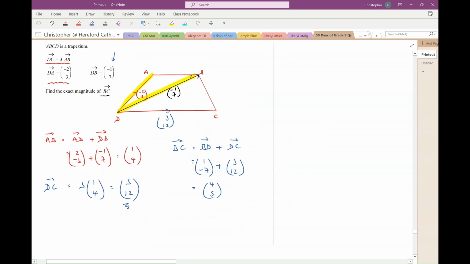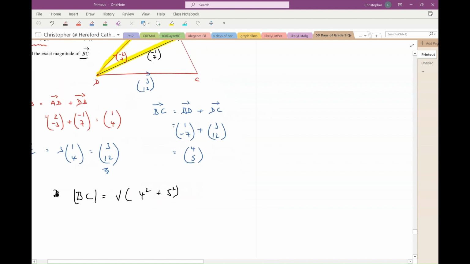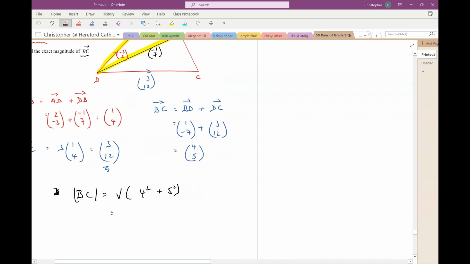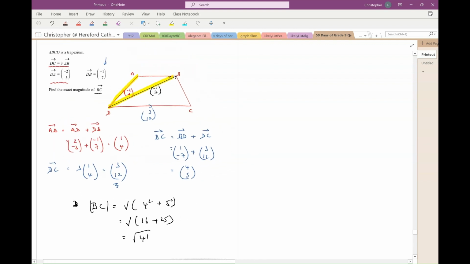Okay, now I'm asked the magnitude of that vector, aren't I? So the magnitude of BC, let's write that a bit more clearly, the magnitude of BC will be the square root of 4 squared plus 5 squared, which is the square root of 16 plus 25, which is the square root of 41. So that is the exact magnitude of BC.